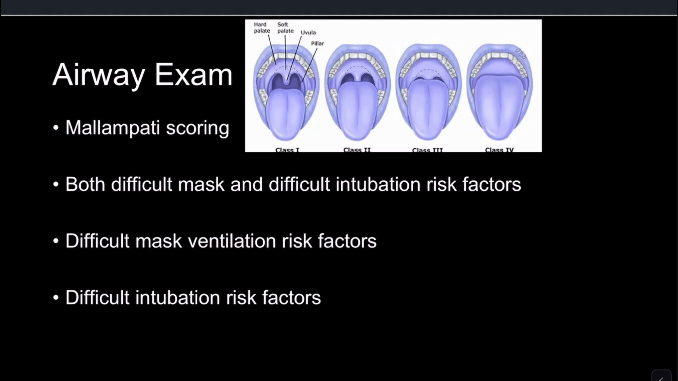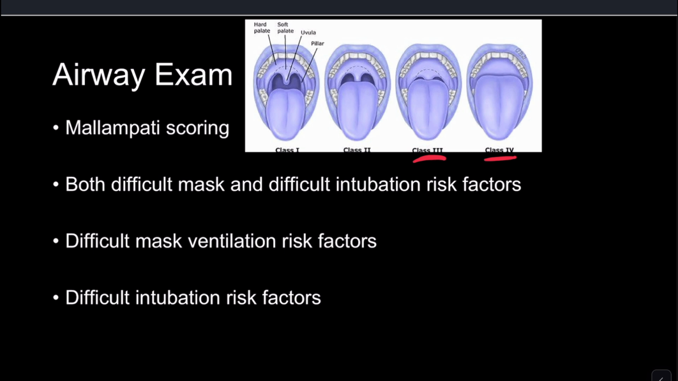So the first component of the airway exam that I'd like to talk about is the Mallampati scoring system. The Mallampati scoring system is a way to evaluate and communicate the anatomy of a patient's oropharyngeal space with other providers. It's important because patients who have a Mallampati score of class 3 or of class 4 are higher risk for both mask ventilation and for intubation.